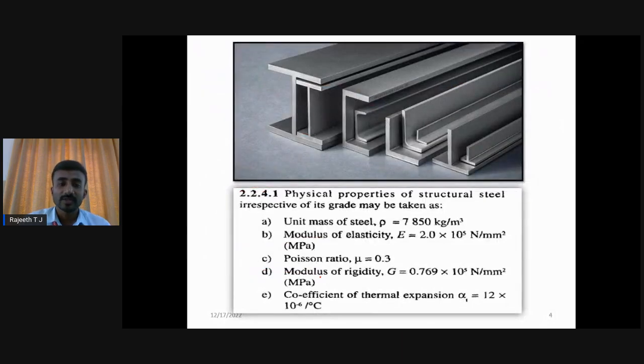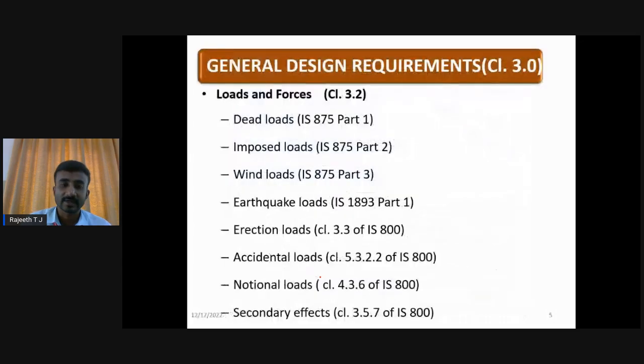When it comes to the properties of steel, the unit mass of steel is 7850 kg per meter cube. Modulus of elasticity is 2.0 into 10 power 5 Newton per millimeter square. You should know these because sometimes they will ask a direct 1 mark question on this. The Poisson ratio of steel is 0.3, the rigidity modulus is 0.769 into 10 power 5 Newton per millimeter square. The coefficient of thermal expansion for steel is 12 into 10 power minus 6 per degree centigrade.